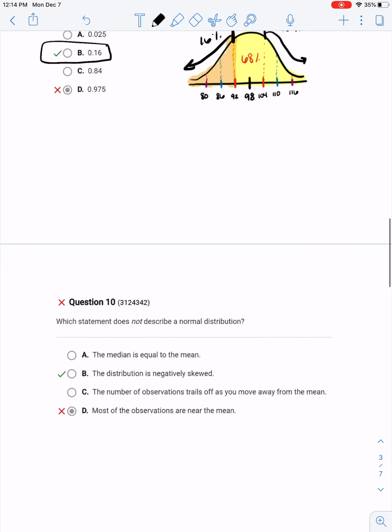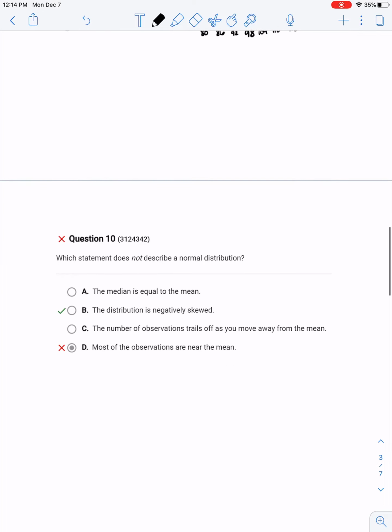All right, one more. Which statement does not describe a normal distribution? So this is kind of the vocab from the beginning of section 10.2. The median is equal to the mean. That is actually correct. It talks about the mean, the median, and the mode are all the same for a normal distribution, okay? The distribution is negatively skewed.